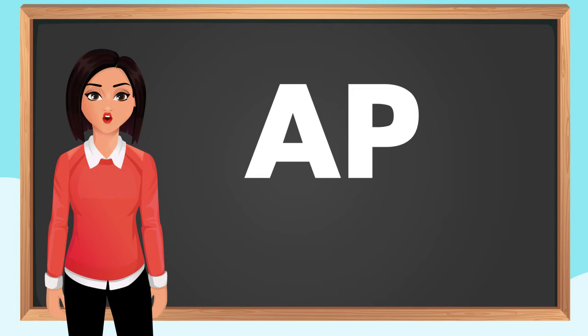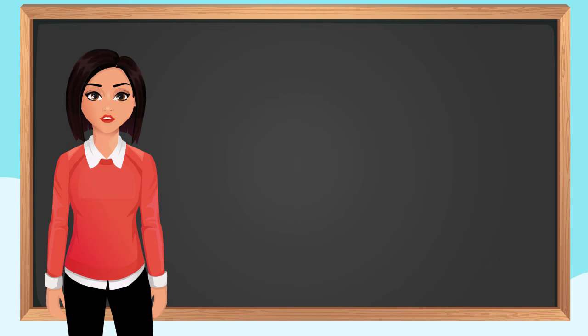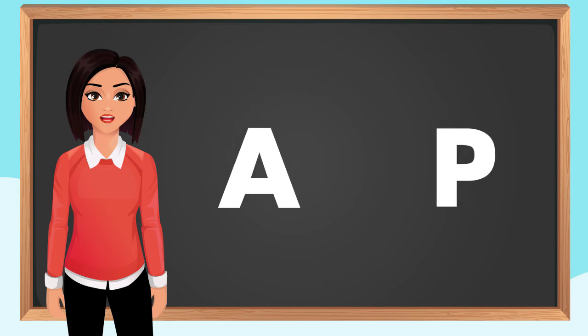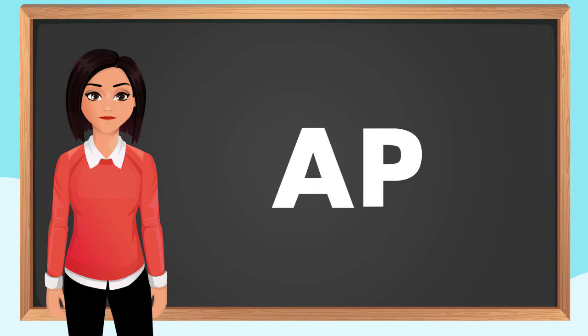Now that we know what sound each letter makes, we can start combining the letters to make words. When we combine the letter A with the letter P, it makes a app sound. Can you try making that sound? App. Well done. Let's try to sound out this word.